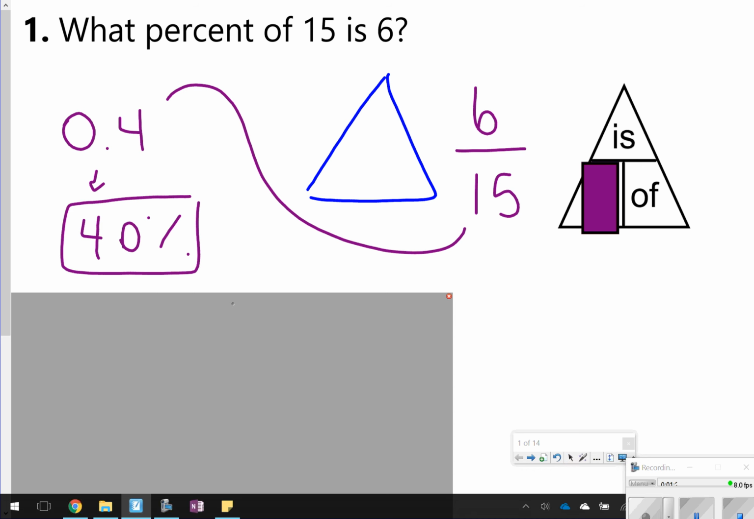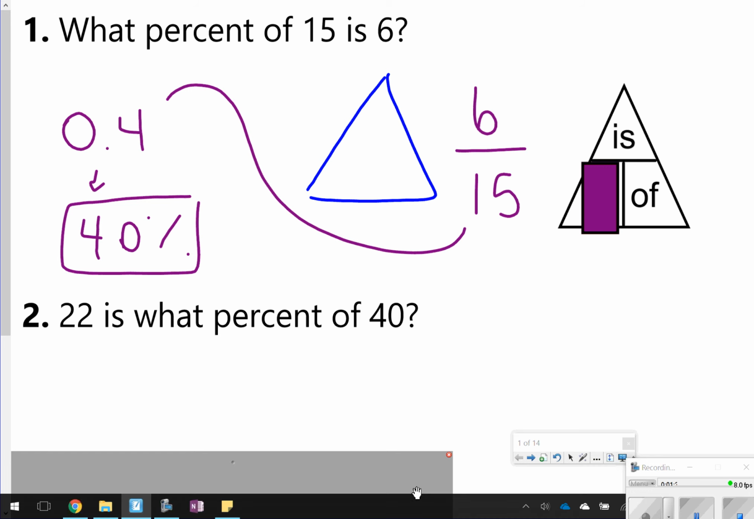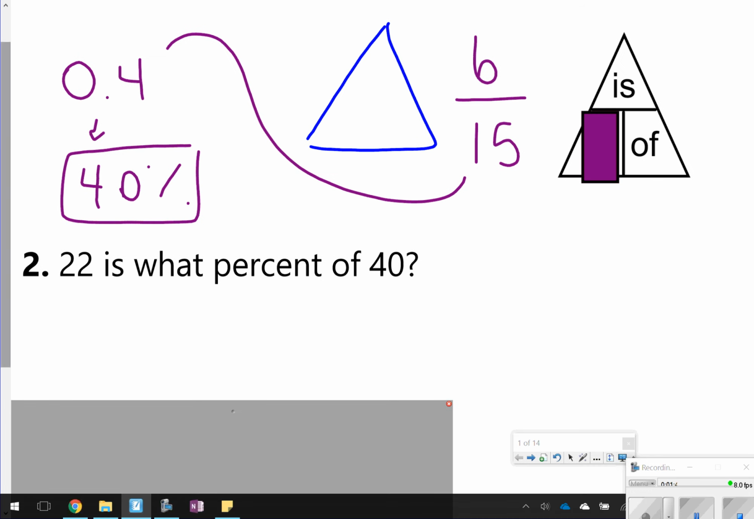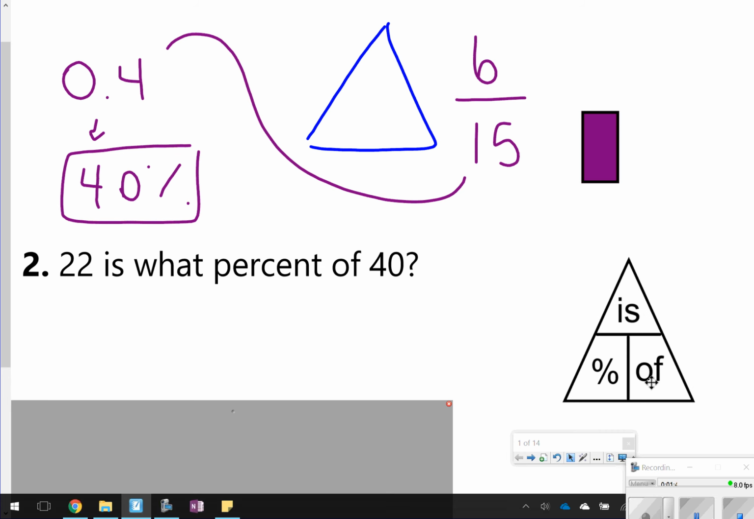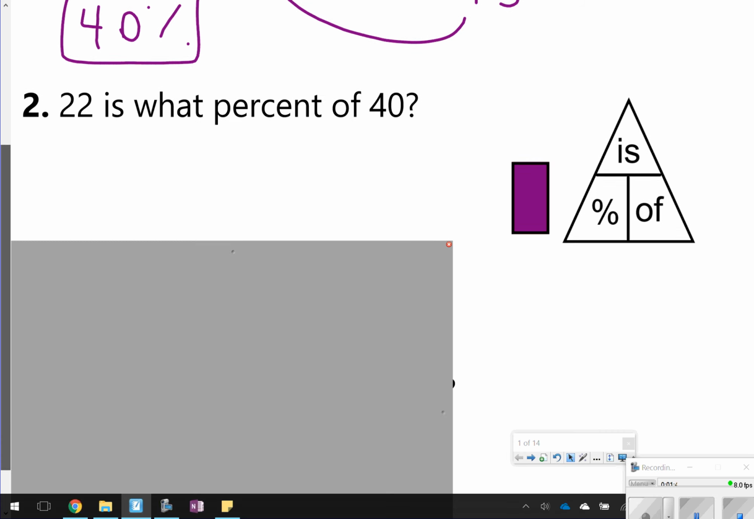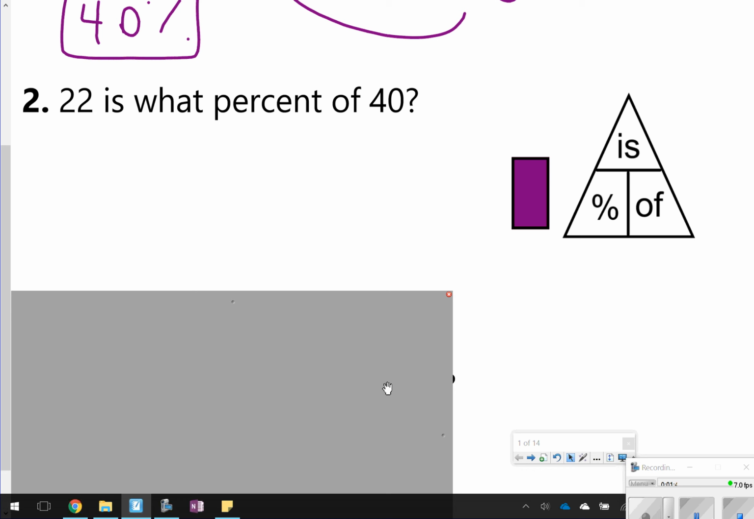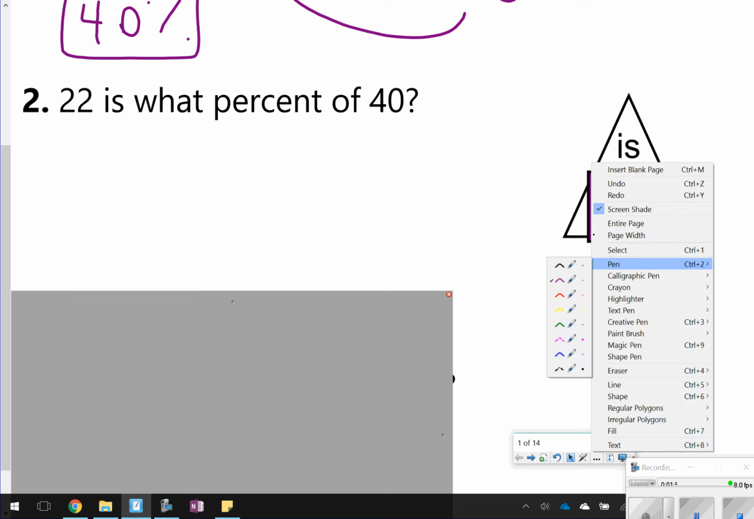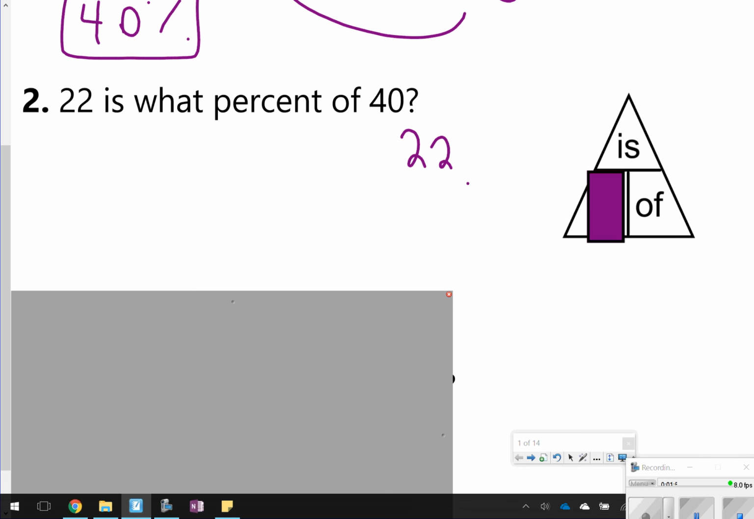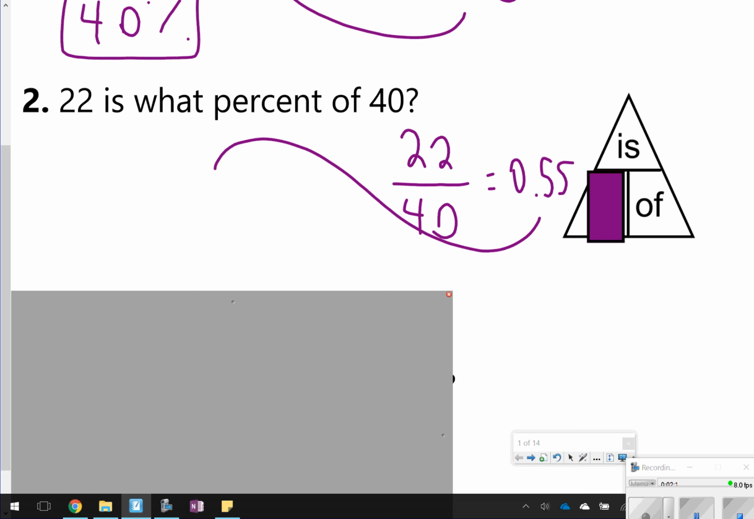Okay, this is the same thing as if you had used the percent equation or the percent proportion, but this is just another way that you could solve those questions. Another way you could see this one, 22 is what percent of 40? Again, I would take this drawing, and then I would notice I have 22 as is, and I have 40 as of. Covering up the percent, I see is over of, which means, once again, I would need to do 22 over 40, or 22 divided by 40. When I type that into the calculator, I get 0.55, and that is going to translate to 55%.